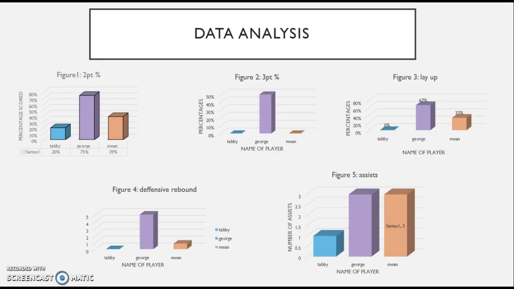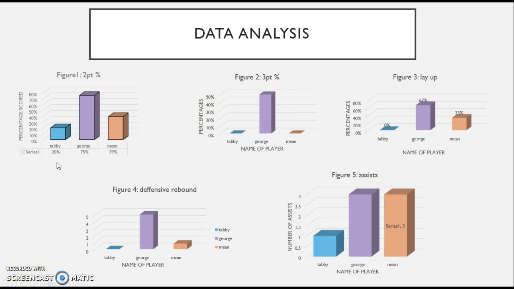So this is my graph. These graphs show different things. This one here is the 2-pointer, this one's the 3-pointer, layup, defensive rebound, and assist. As you can see, this is Tabby's, George's, and the mean, and I show this throughout the whole thing.